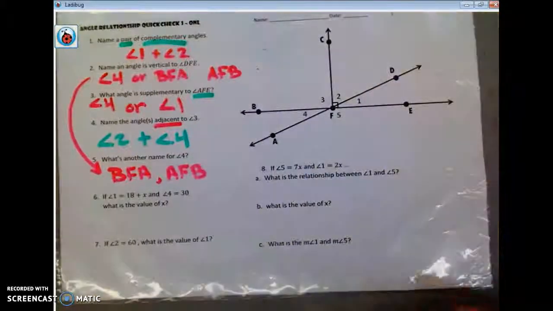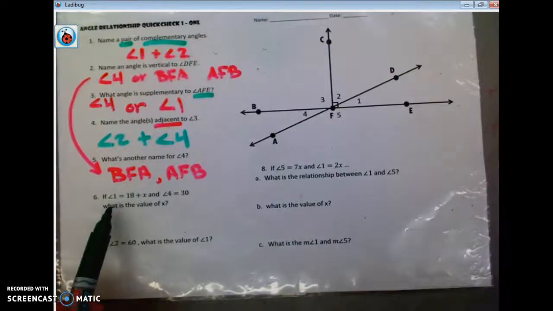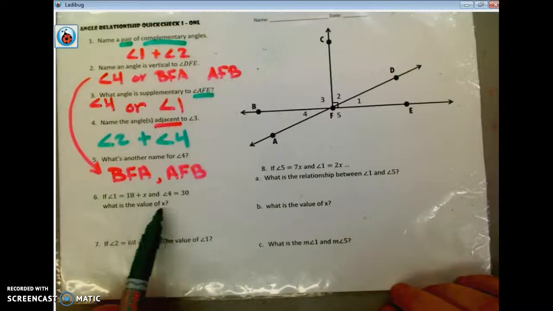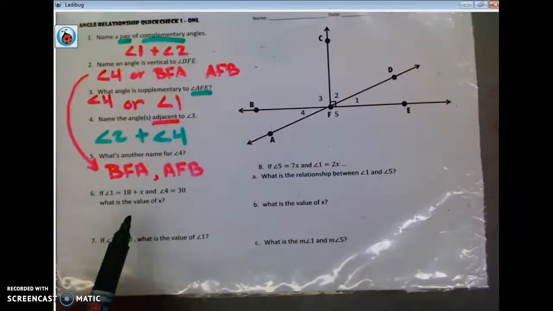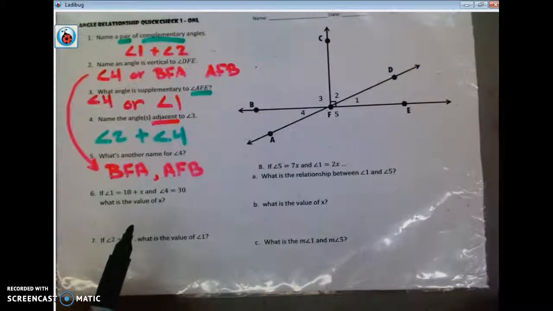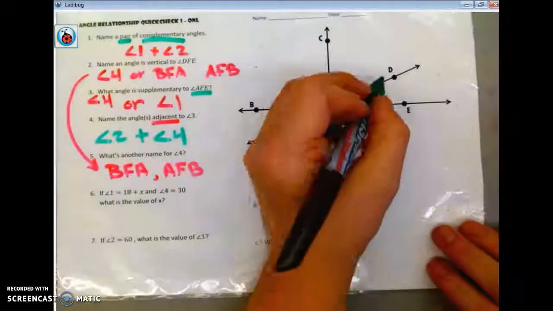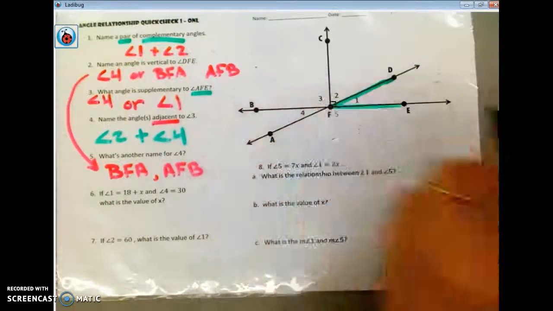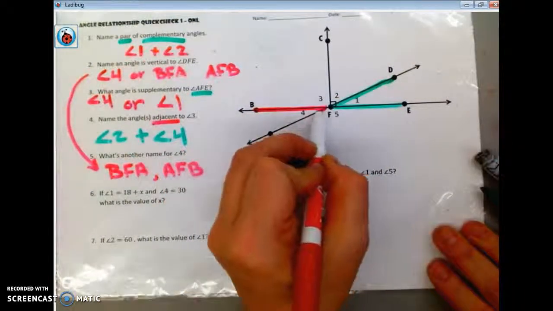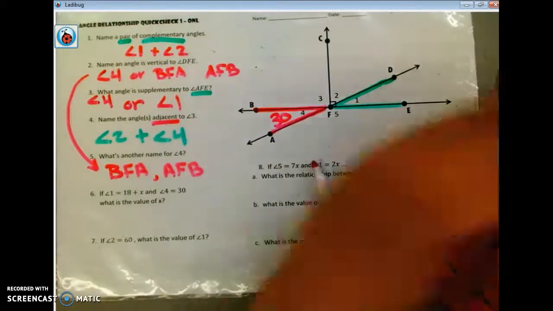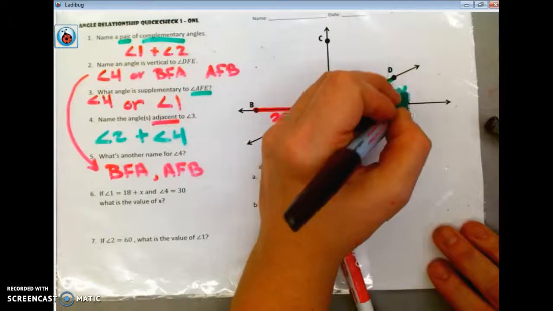Starting again. It says if angle 1 equals 18 plus x and angle 4 equals 30, what is the value of x? Remember, you have 3 types of relationships. They either add up to 180, add up to 90, or they're equal to one another. Those are the only 3 combos that you can have. So let's take a look at angle 1 and angle 4. And it's saying angle 4 is 30, so I'm going to write that in there. And angle 1 is 18 plus x.